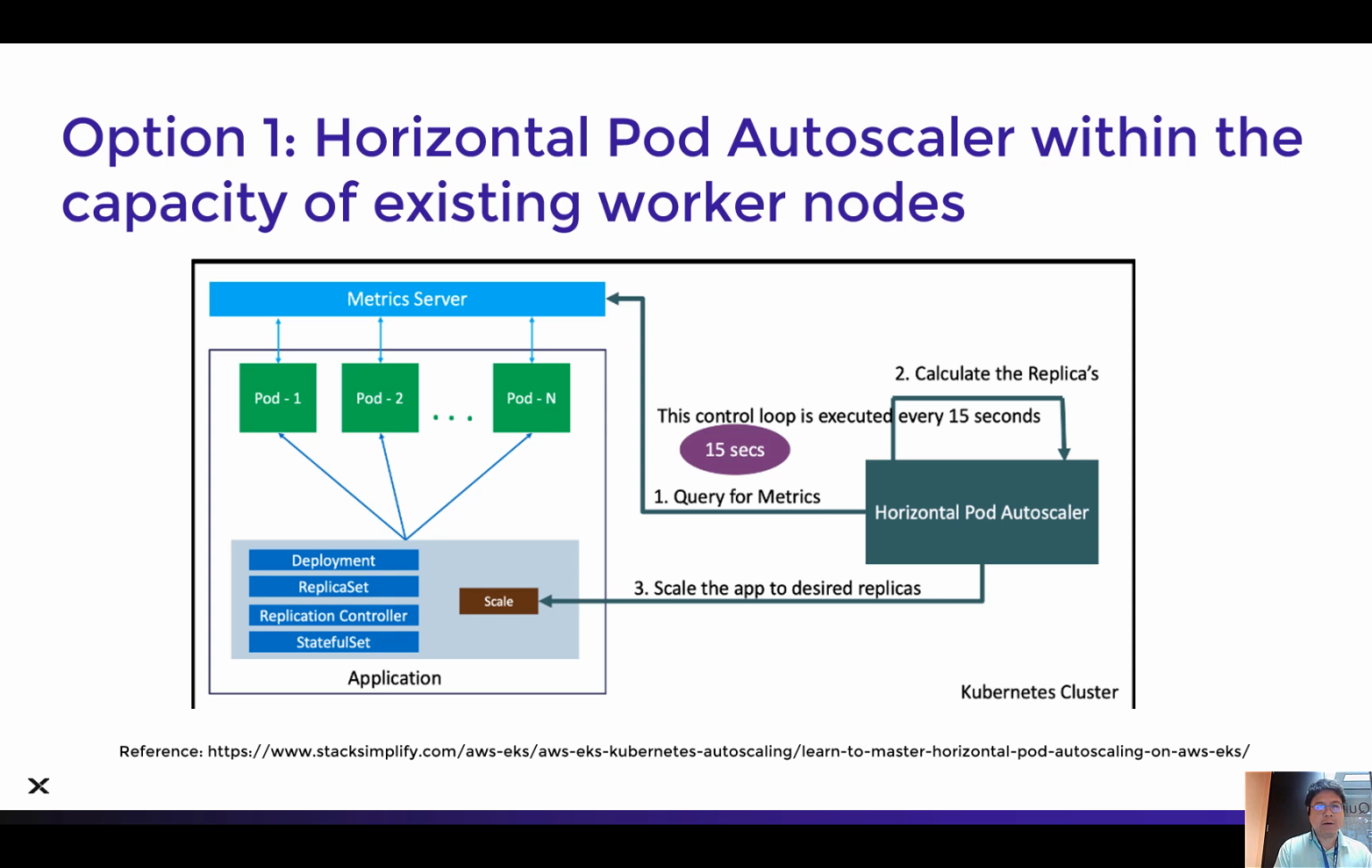In option 1, horizontal pod autoscaler, there is a metrics server you need to install in the Kubernetes platform. The metrics server will monitor the performance of the existing pods. When it exceeds the metrics, the horizontal pod autoscaler will automatically increase the number of pods to cater to the incoming demand.